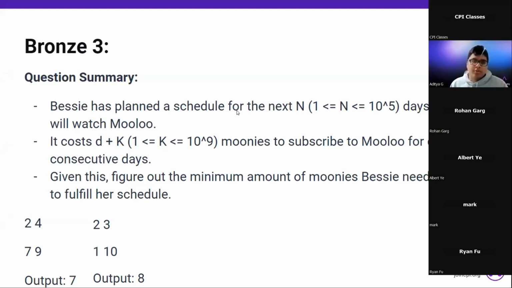So let's start with just what question number 3 was asking. For question number 3, we had Bessie. She had a plan for N days for when she was going to watch Mulu. So basically, she was going to watch Mulu on the 2nd day, the 5th day, whatever. And there's a cost for this Mulu subscription that she needed to pay for. It costs D plus K Moonies to subscribe to Mulu for D consecutive days.